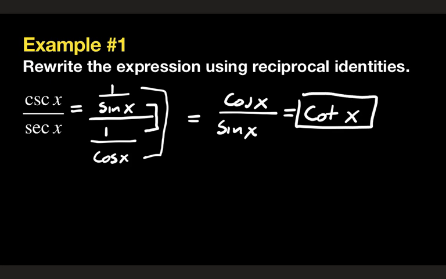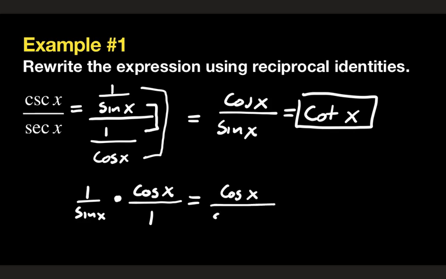Another way that you can do this is going to be 1 over sine x. And if you use keep, change, flip, you're going to keep that fraction, change the sign to multiplication, and then flip the second fraction. And you multiply 1 times cosine x, which is going to be cosine x. And then you're going to do the same thing with the bottom, sine x. And that still gives you cotangent x. So either method works.